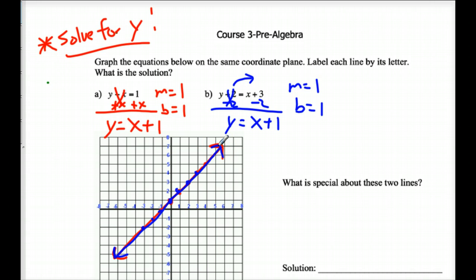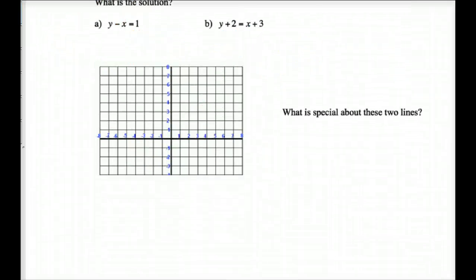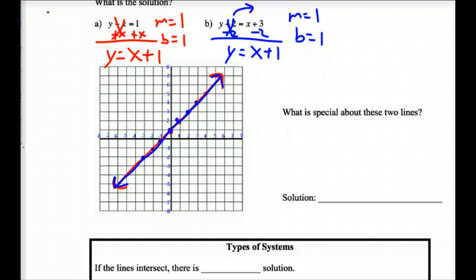What's special about these two lines? They're on top of each other. Well, would it be safe to say that they are the same line? Look at it when you're solving for y. Same line. Not just the same slope. It's got the same slope and the same y-intercept. So basically it's the same line. So what would the solution be? Glad you're thinking about that.